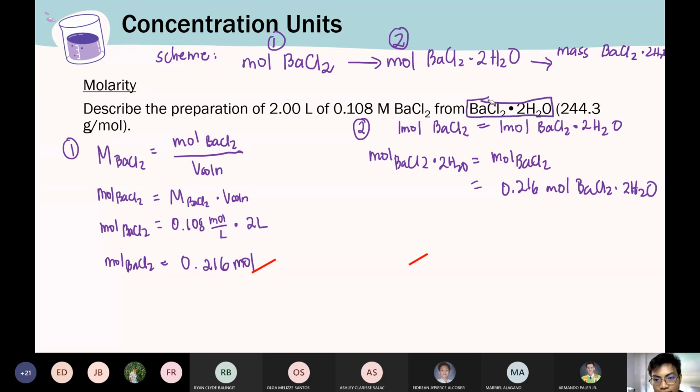Magkasama sila. Mm-mm. Yes po. May makikita kayo minsan na may coefficient yan eh. Okay. In our case, wala siyang coefficient. So, ibig sabihin, 1 mole BaCl2 is equivalent to 1 mole BaCl2·2H2O, di ba? Tig 1 is to 1 sila kasi wala naman tong coefficient. Sometimes may coefficient yan. Okay? In our case, wala. So, 1 to 1 lang yung ratio nila.